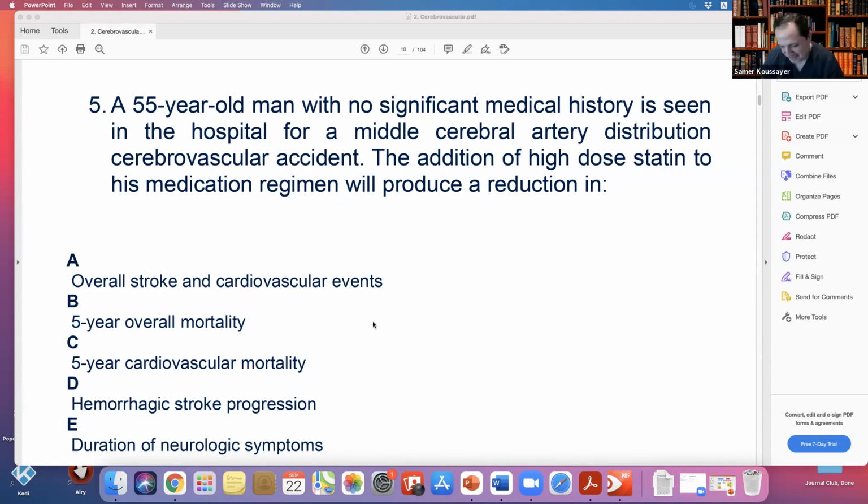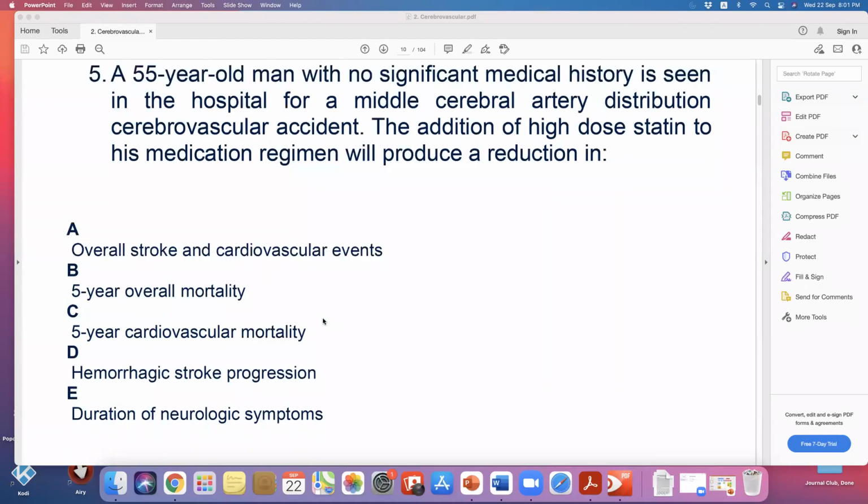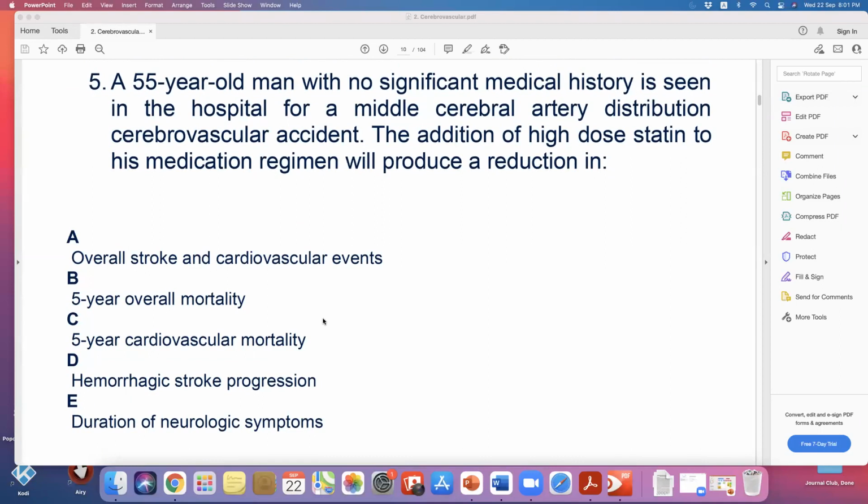Okay, go ahead. A 55-year-old male with no significant medical history is seen in the hospital for a middle cerebral artery disruption in the cerebrovascular distribution, a cerebrovascular accident. The addition of high-dose statins to his medication regimen will produce a reduction in overall stroke and cardiovascular events, 5 years overall mortality, 5 years.